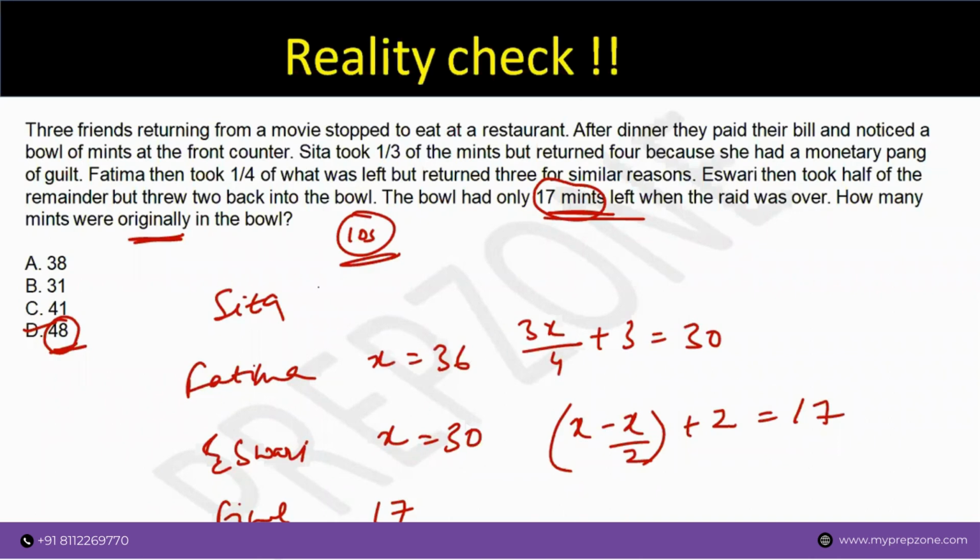Similarly, Sita took 1/3, so I'll assume that Sita had X originally. She has taken 1/3, so remaining will be 2/3, 2X by 3, and returned 4. So plus 4, it should be equal to 30. Oh wait, I think I made a mistake here. Returned 4, it should be equal to 36. So 2X by 3 is 32, X by 3 is 16, X is 48. So the answer has to be 48.